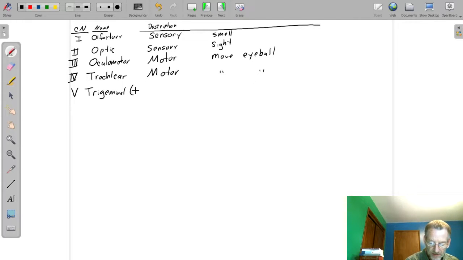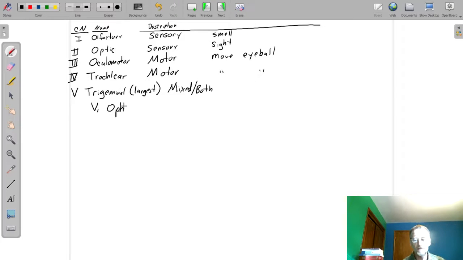It's the largest, and it's mixed, or let's say it's both. Let's put mixed / both. So both sensory and motor fibers in it. And let's just do the three branches. So V1 is the ophthalmic. Notice the spelling, it's OPH, so it has an off sound, like get off the phone sort of sound. Ophthalmic.